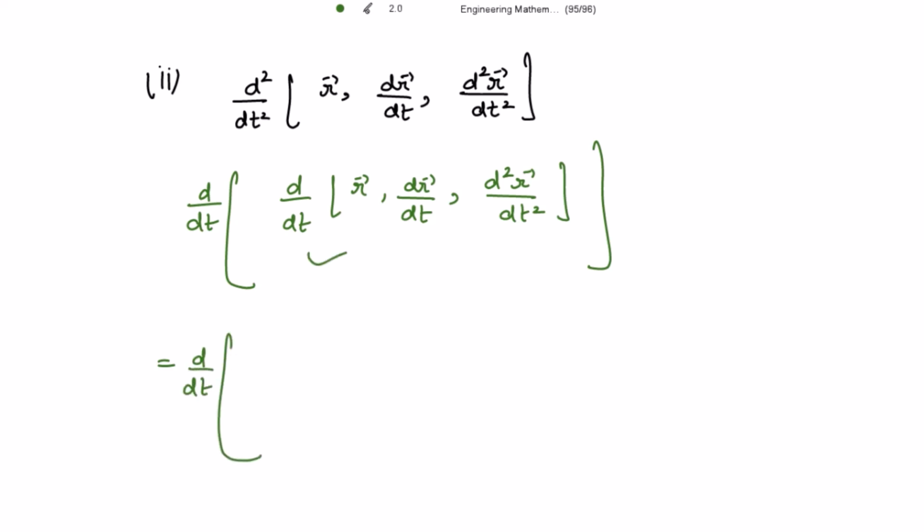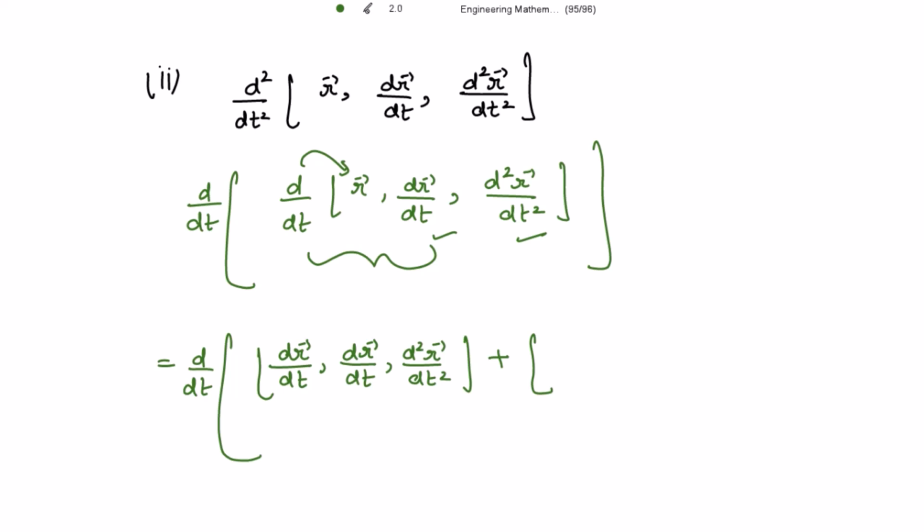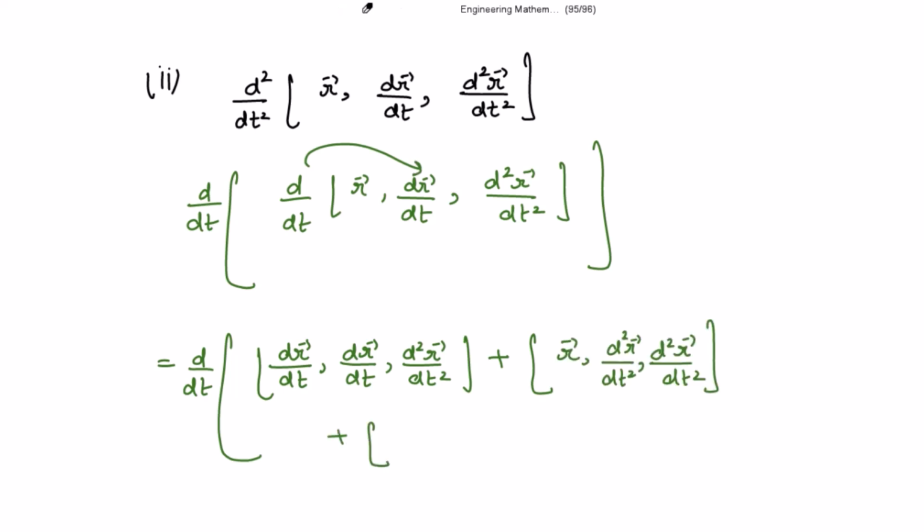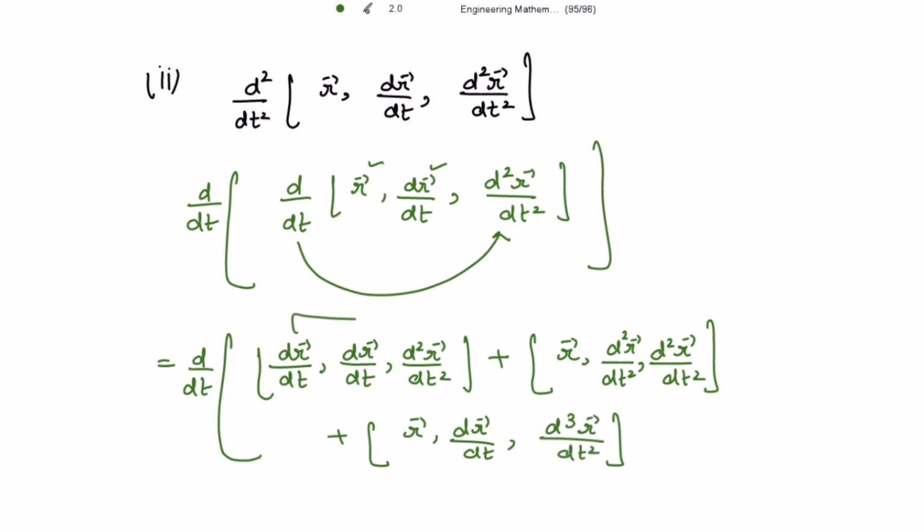Okay, let's solve this. So taking the first derivative for the first one, so this is dr by dt, writing the second two as they are, plus similarly writing the first and third as they are and taking the derivative of the second one. Similarly the third term will be writing the first two as they are and taking the derivative of the third one. So it is the third derivative of r with respect to t. Because it is having the same vectors, the second term is also having the same vectors, so these two vanish and we are left with only the third one.